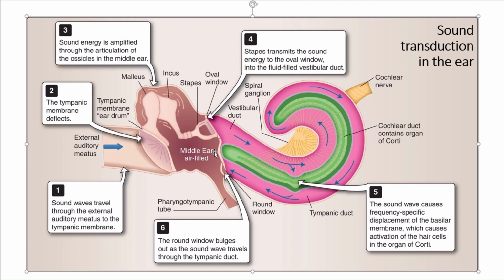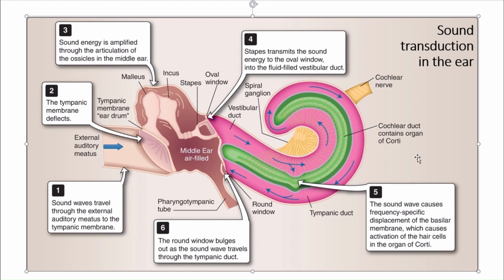So once again, when you hear a sound, the oval window pushes into the vestibular duct, fluid moves, and when the fluid comes back, the round window bulges into the middle ear cavity. The fluid does not drain there, it's just bulging out. And you can also see the cochlear duct, and the cochlear duct contains the organ of Corti, which we will talk about.